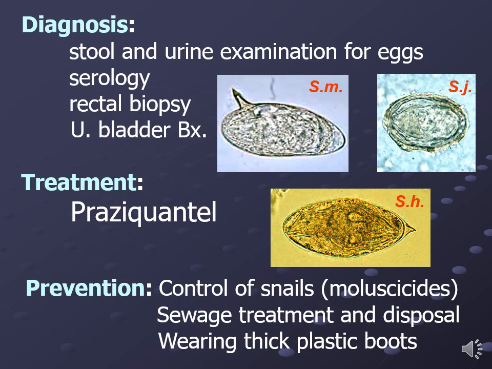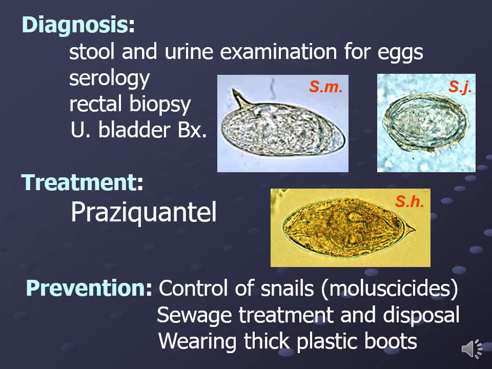Here we can see diagnosis is by finding the characteristic eggs in the stool or in the urine, depending on the species. Serology can be helpful. Actually, serology is very helpful, especially in the earlier phase, the Katayama fever phase, the first 2 to 3 months. It can also be helpful in light infection, where it would be difficult to find the eggs in the stools or urine, so you do serology and you can find it. Biopsy, of course, can show us the eggs in the tissues like you saw in the slides.